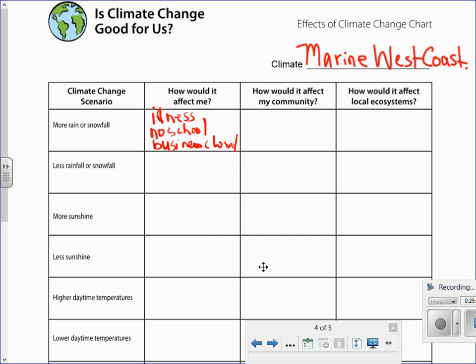Okay. All right. Now, how would that affect your community? Some of this might fall over into the community. For instance, I would actually put business closed and school closing in community. That can go in the community, even though that would affect you, but that can also be a community thing. What else? Recs, that could go in the community as well. How else would it affect your community?